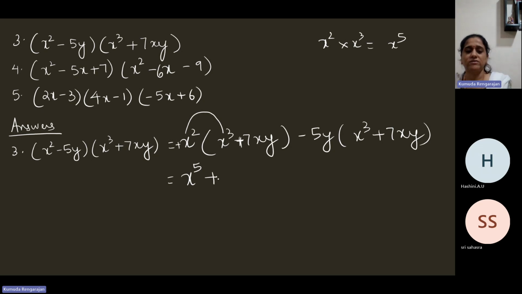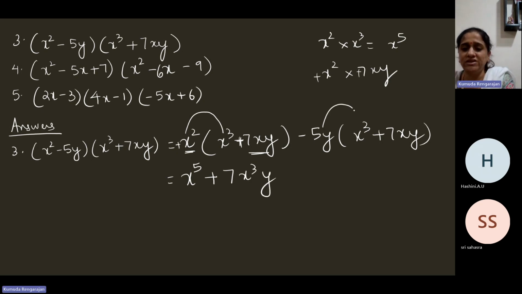Plus into plus, plus. When you're multiplying two terms, the terms have a sign, right? Multiply those signs. You're multiplying x square and 7xy. Before x square, there's a plus sign, and before 7xy, there's a plus sign. So plus into plus, plus. 7, x square into x is x cubed, y.